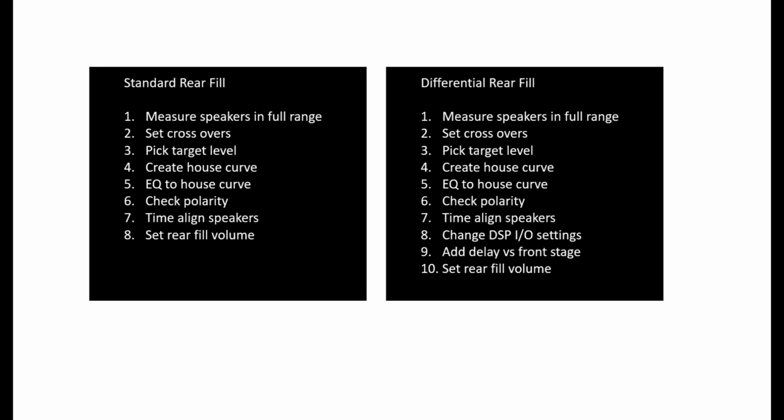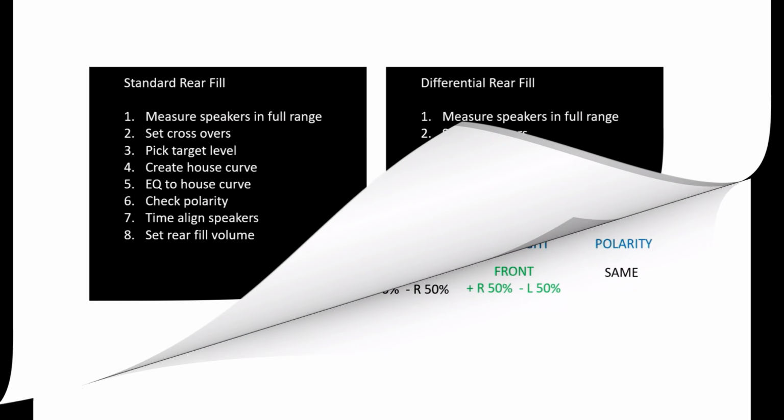So for steps 1 through to 7, you're going to want your left front signal going to your left rear and your right front signal going to your right rear. And once you've finished all your time alignment, we then need to jump into the DSP, into your input-output sections, and switch all your inputs to differential rear fill settings. So let's go and have a look at that.